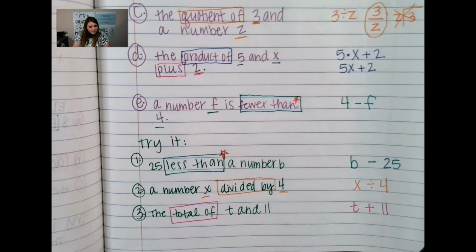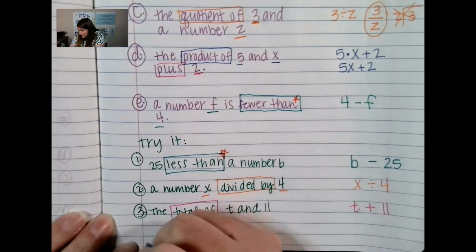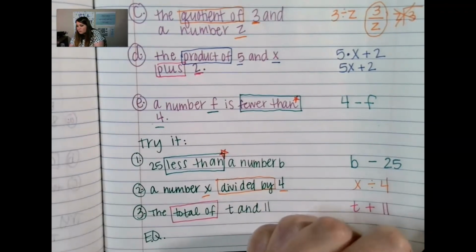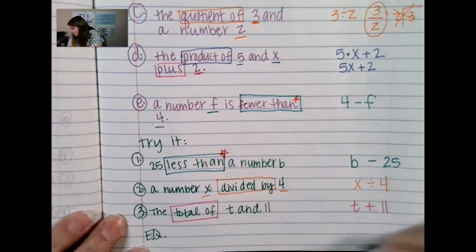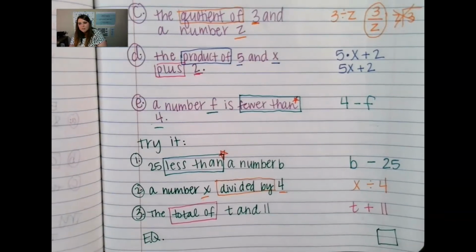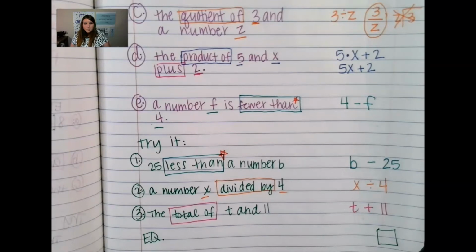All right, how did you do in your try-its? How did you do on those? And go ahead and answer your essential question. How do we write algebraic expressions? What's something that's important there to remember? Summarize that for me. And then put your level of understanding out into the box.